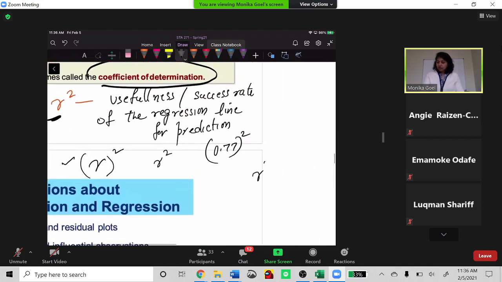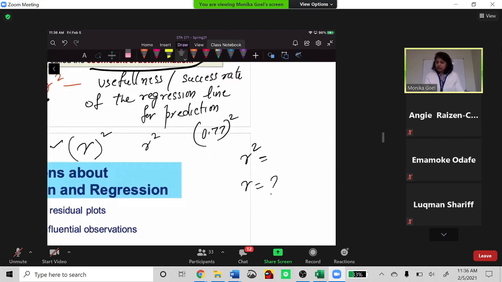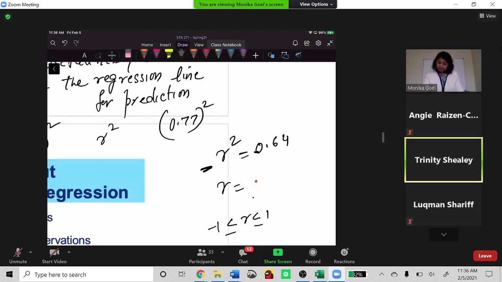Now, if I know r square, can I calculate r? Yes. And how do we do that? We just take the square root of that. If I know my r, I can do the square, but the other way around, if I know my r square, I can find r also. But make sure r should be a number between these two values. It should not exceed that. And when you do the square root, let's say, if my r square is 0.64, can you help me find the value of r? 0.8.